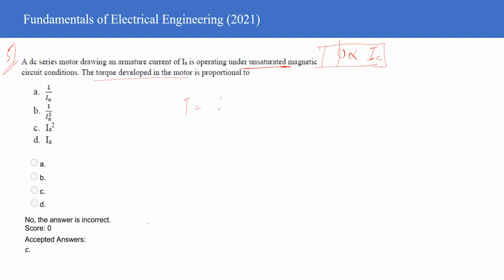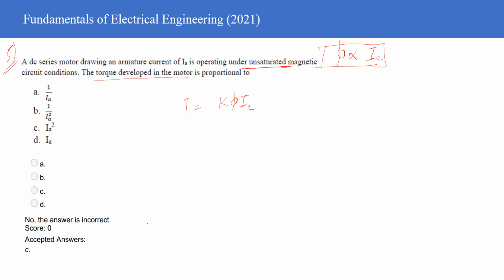Torque is equal to K times phi into Ia for a DC series motor. I'm sure the professor would have covered the derivation of this formula in the classroom, so you can refer to his notes for how this formula comes about. But this is the formula for torque in a DC machine.